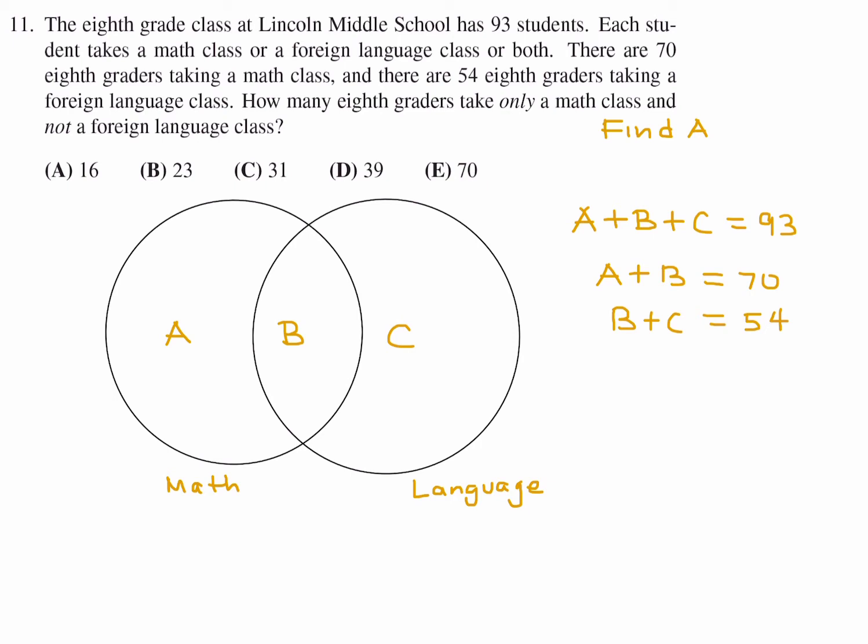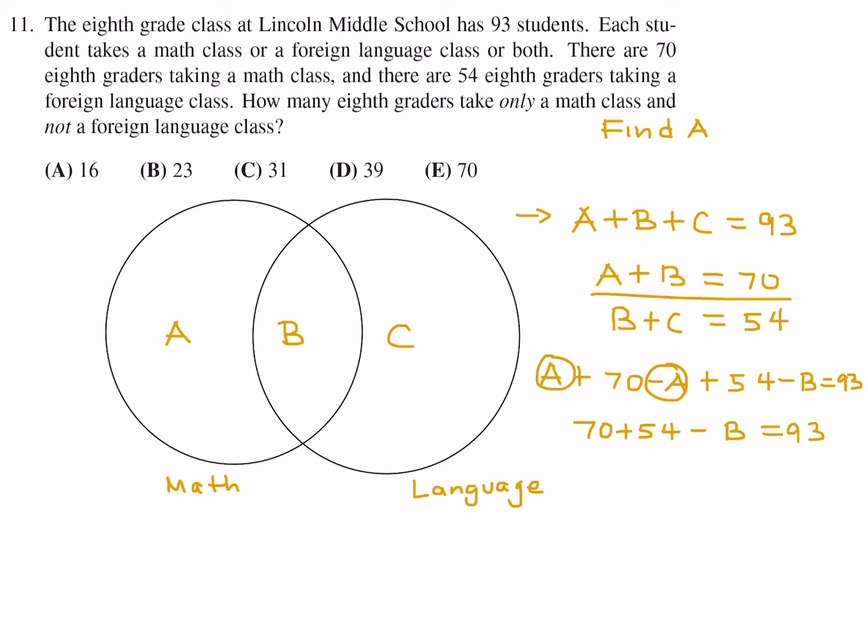Okay, so we have to solve the system of equations, so that's not a big deal. Let's just use this one. A plus B, well, B from here is 70 minus A. And then C from here is 54 minus B. Like that. And that equals 93. So let's see, well, the A's cancel. So that leaves me with 70 plus 54 minus B is equal to 93.